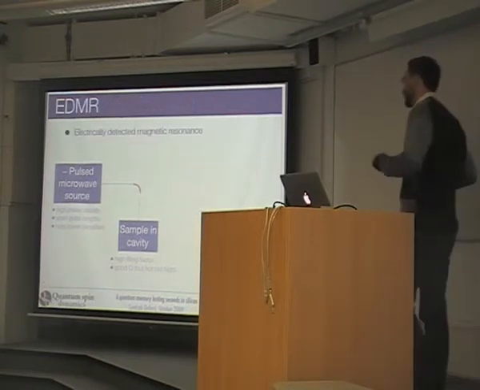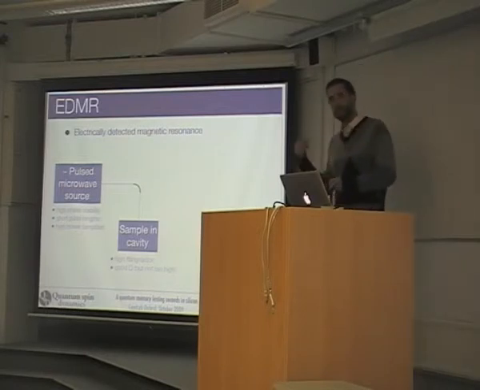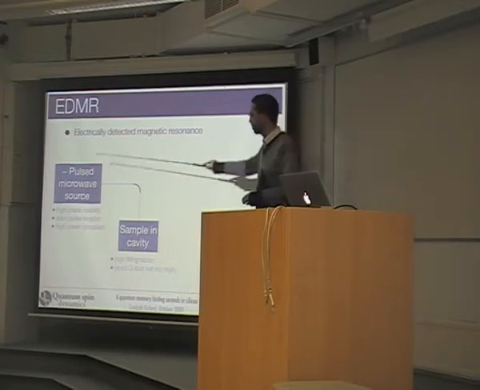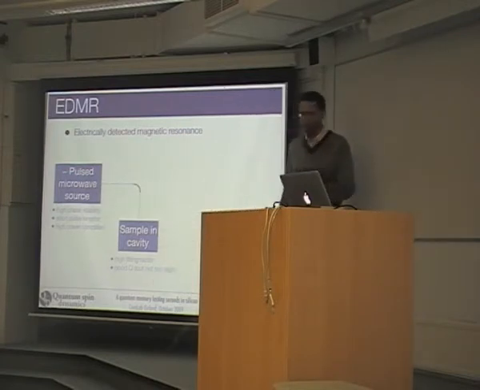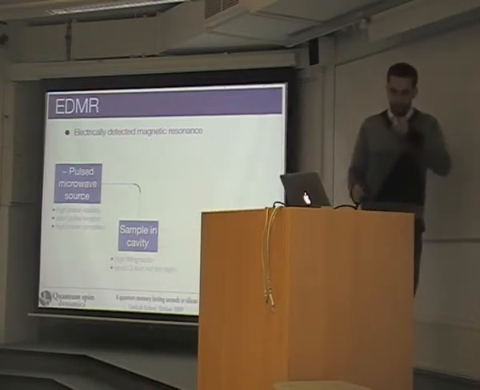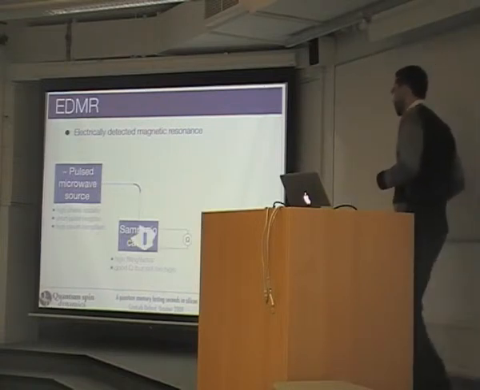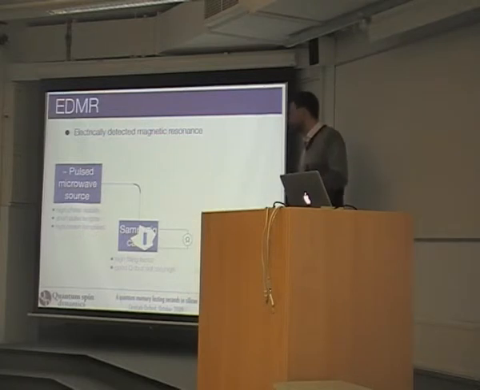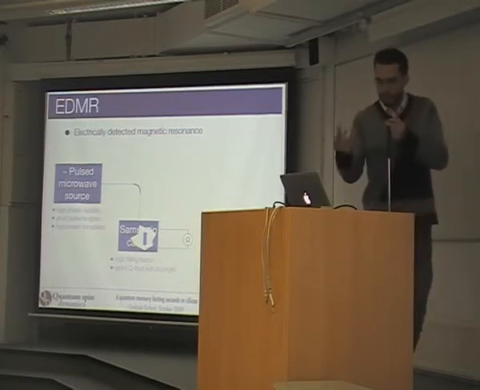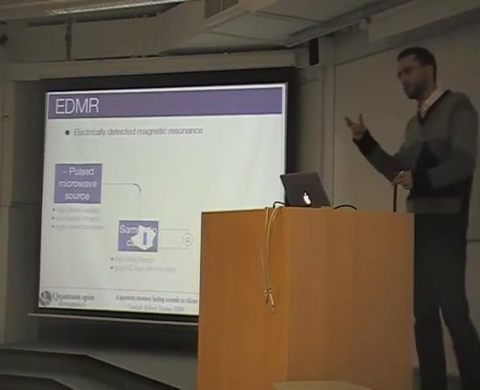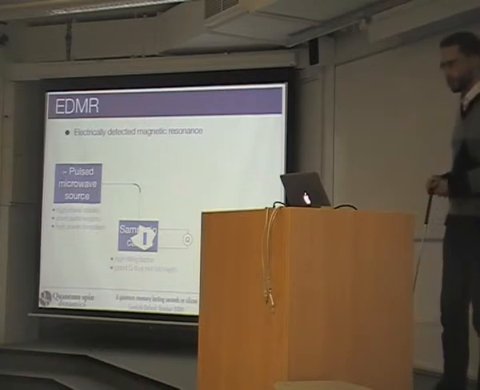And so the next kind of measurement we can do is electrically detected magnetic resonance. So it's the same initial part, same pulse source, a sample in a cavity, but the sample is going to have some resistance, and we're going to measure the conductivity of the sample. And due to certain spin-dependent scattering processes in the material, we can relate very small changes in the conductivity to changes in the spin state.